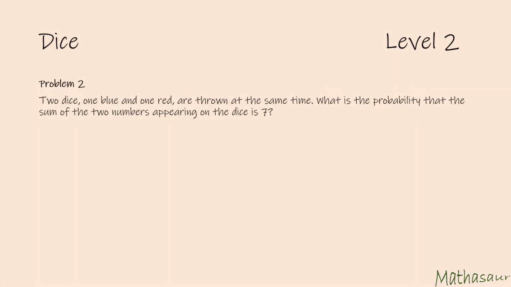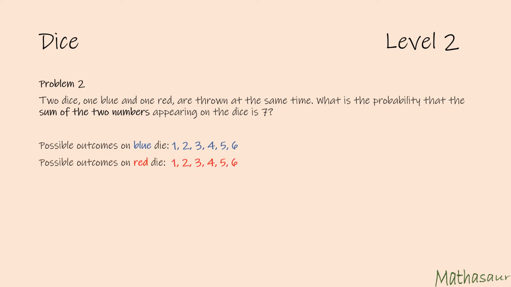2 dice, one blue and one red, are thrown at the same time. What is the probability that the sum of the two numbers appearing on the dice is 7? Now let us look at the possible outcomes of blue die. There would be 6 outcomes, 1, 2, 3, 4, 5, 6. Similarly, the possible outcomes on red die would be 1, 2, 3, 4, 5, 6.